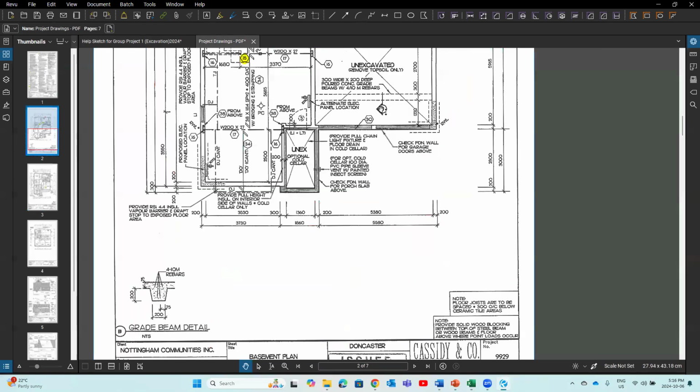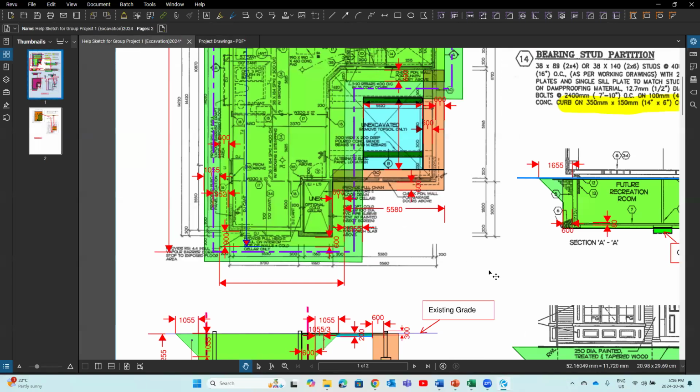That's this, right? You see grade beam, cross section B, right? Section B. Grade beam details, that's a size 75 rebar, not the thickness of the slab. Thickness of the slab is 100 millimeter. So now I can draw a sketch to help me, right?